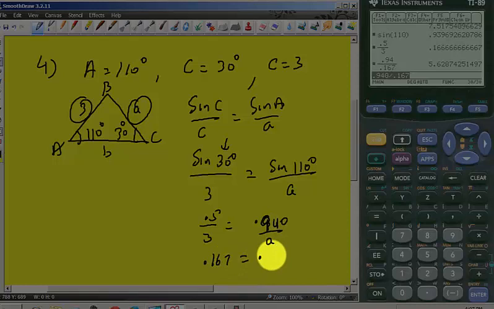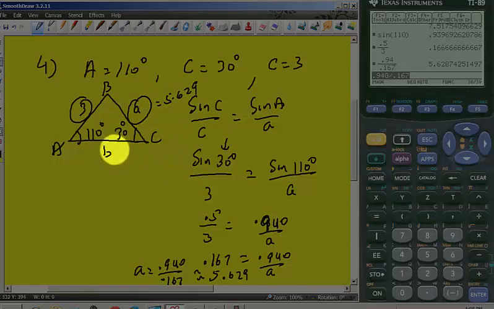And that's equal to 0.940 is to A. Then I'm going to cross multiply to solve for A. My A is 0.940 over 0.167, and when I do that, that turns out to be approximately 5.629. So I know my A, and that's 5.629.